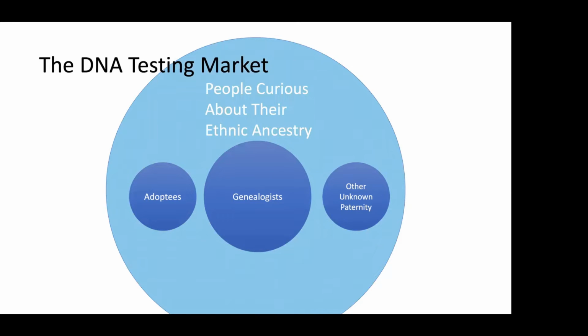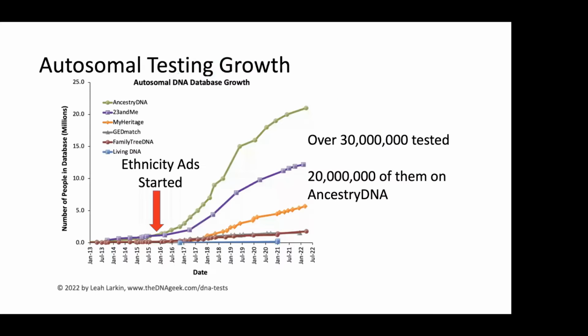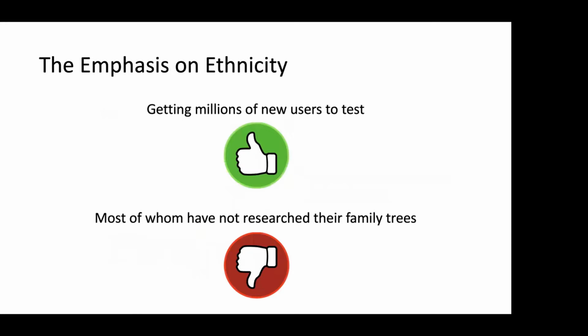By targeting people who are simply curious about their ethnic ancestry, the testing companies have created a far bigger market. And for the most part, it does include the people in the first 3 groups, as most of us are also curious about our ethnic ancestry. The strategy worked. After the ethnicity ad started, growth in the autosomal DNA databases skyrocketed. The total number of people tested is now more than 30 million, with 20 million of them taking the Ancestry DNA test.